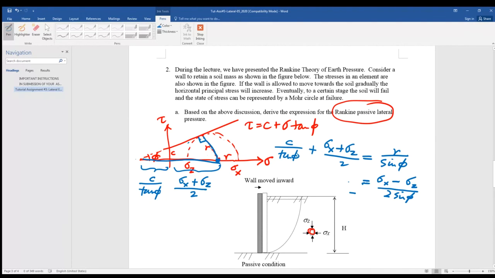Now, can you rearrange the sigma x in terms of sigma z? Now try to get the expression. Sigma z in terms of, sorry, sigma x. When you put everything sigma x on the left hand side and put all the things on the right hand side, you will come up with what?